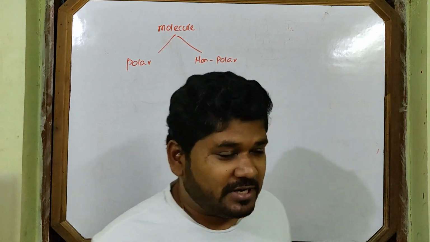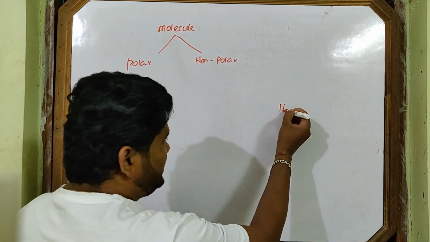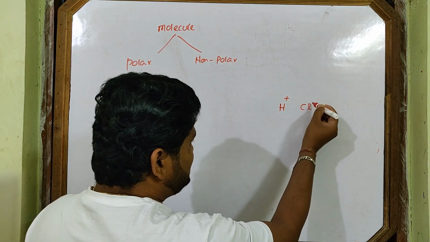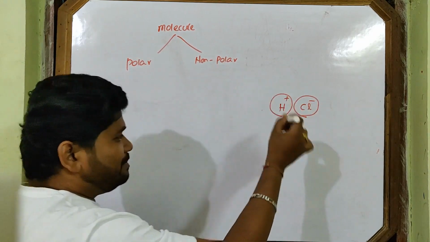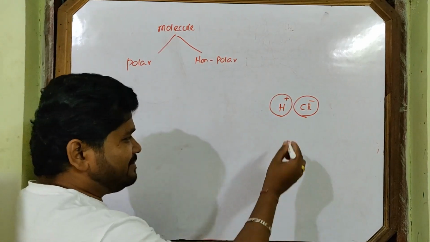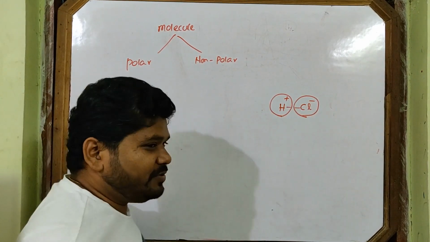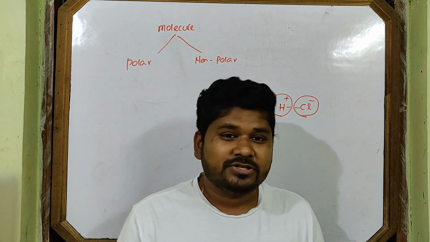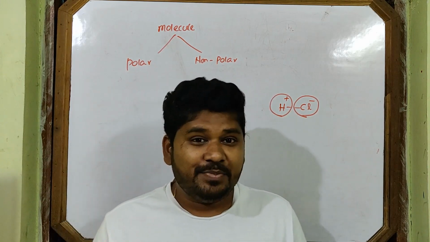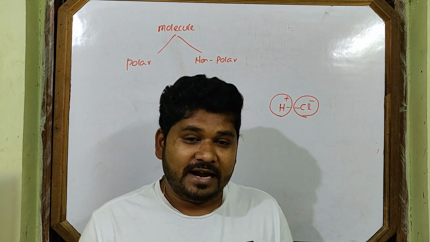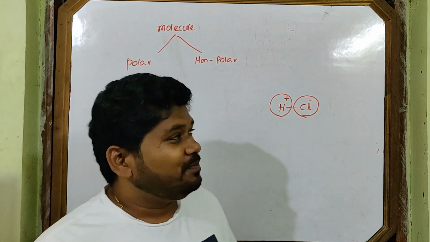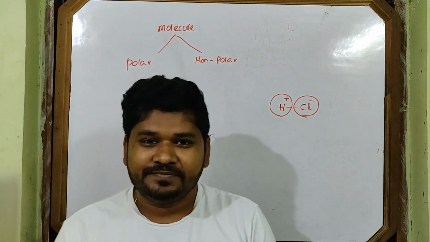Again I am repeating, I have told you about H plus Cl minus. HCl is a molecule, but for H plus and Cl minus there is some separation between their centers. It is called a dipole. It has a permanent dipole moment, and this molecule is called a polar molecule.